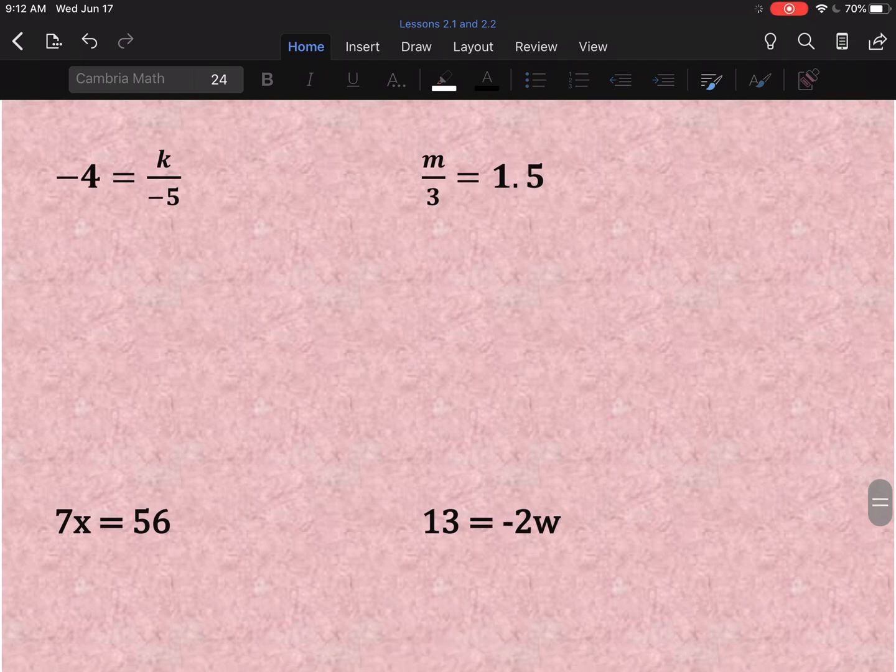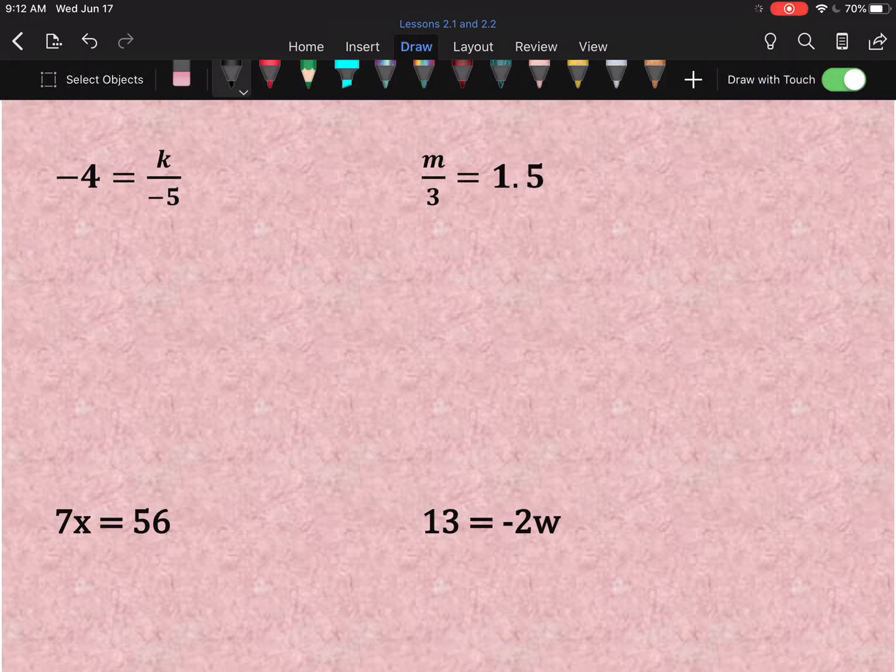Down here, these are division problems. We have k divided by negative 5 equals negative 4. We undo division by multiplying. So we'll multiply both sides by negative 5. Those cancel. Negative 5 times negative 4 is positive 20. So 20 is k.